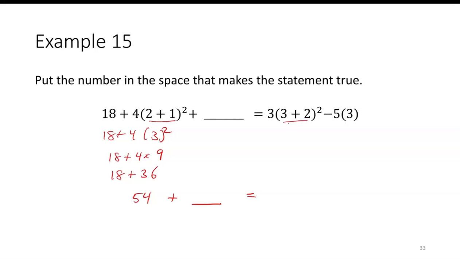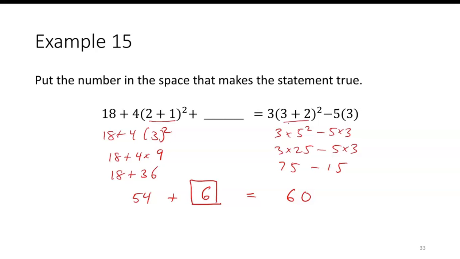And right-hand side, again, start with that 3 plus 2. The other parentheses doesn't have an operation, so I'm not going to deal with that right now. But I'll have 3 times 5 squared minus 5 times 3. Exponent becomes 3 times 25 minus 5 times 3. Do the multiplications. I get 75 minus 15, and this simplifies to 60. So this problem reduces to 54 plus what is equal to 60? And that would be 54 plus 6. So think of this as the missing addend model of subtraction. 60 minus 54 is 6.